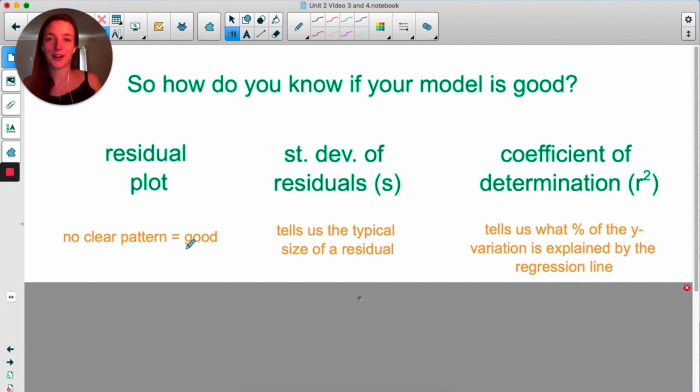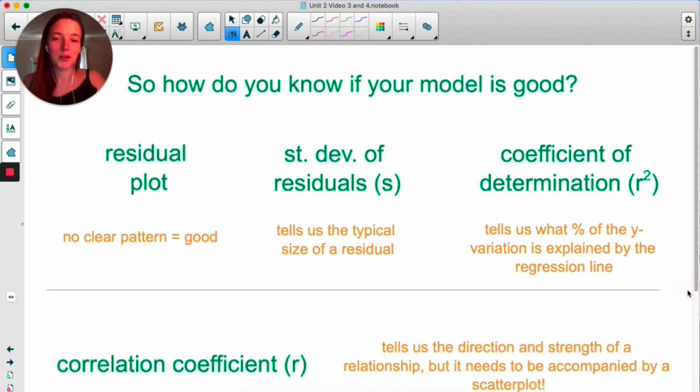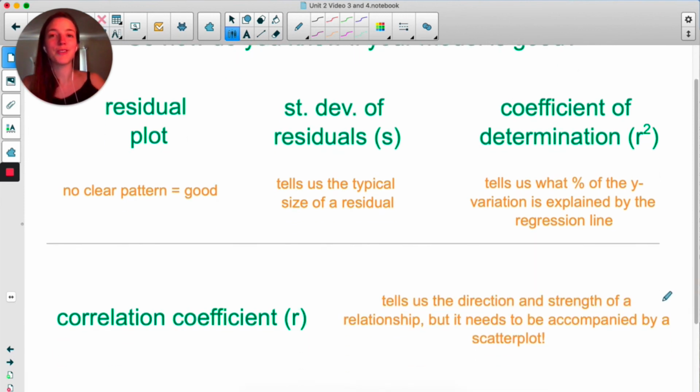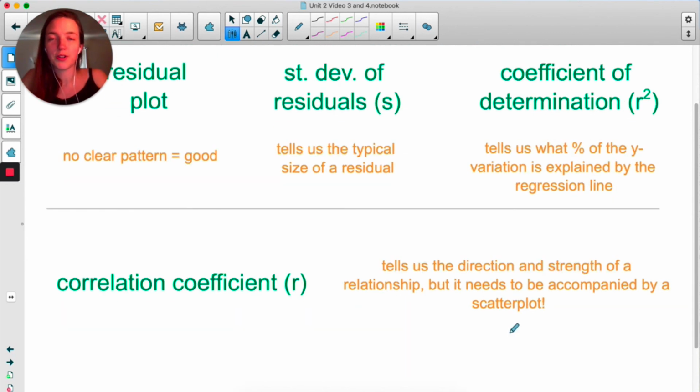Now let's not forget about our old friend, the correlation coefficient, or R. R told us the direction and the strength of a relationship. So if it was positive or negative, and if it was strong, weak, moderately strong, or not strong at all. It didn't tell us if the line was good or not. And remember that you do need to see a scatter plot.